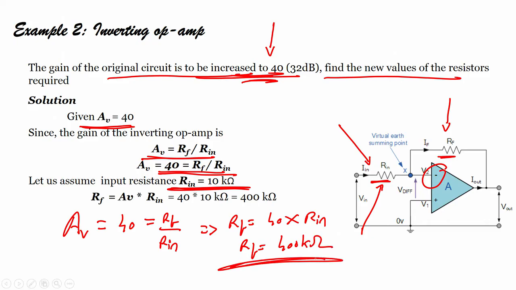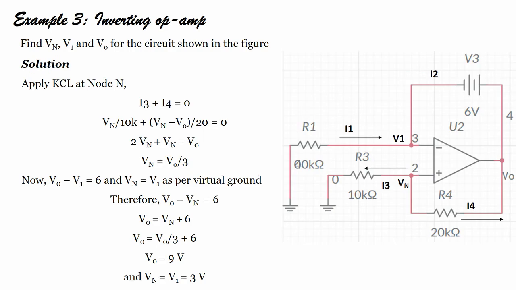Very easy, super easy. If I consider Rin as 1 kilo ohm, then my RF would be 40 kilo ohms. If I assume Rin equal to 10 kilo ohm, RF would be 400 kilo ohm. So, this is how you can solve the question for the inverting amplifier.